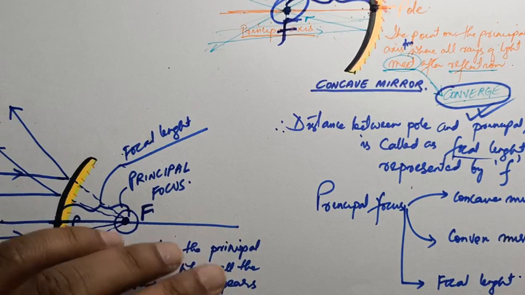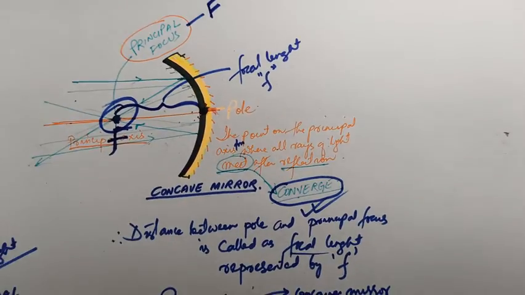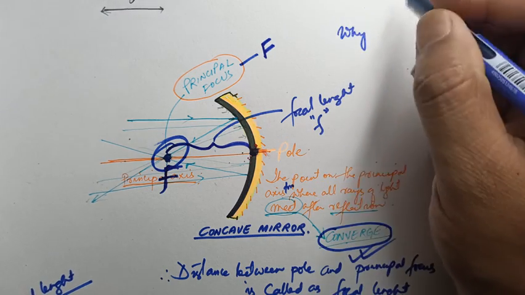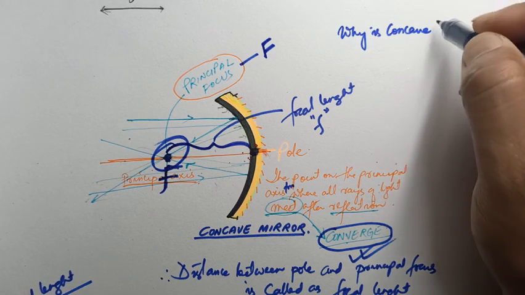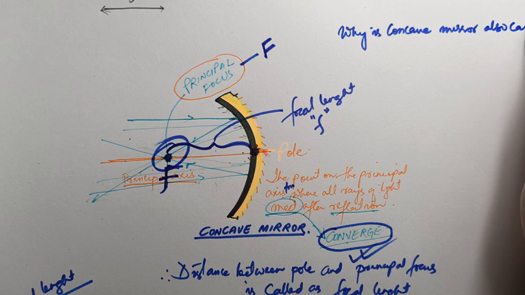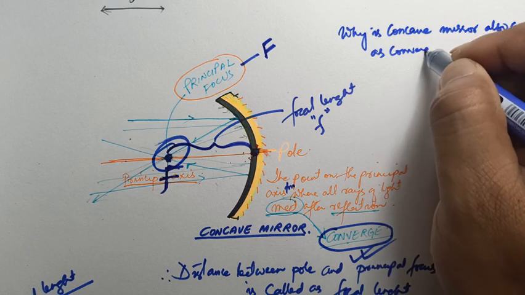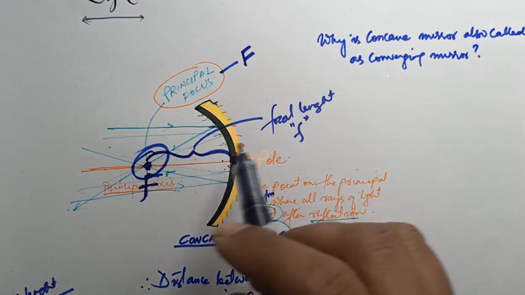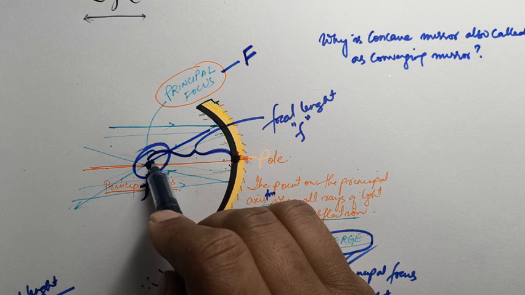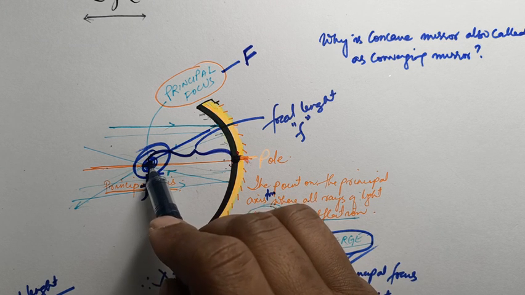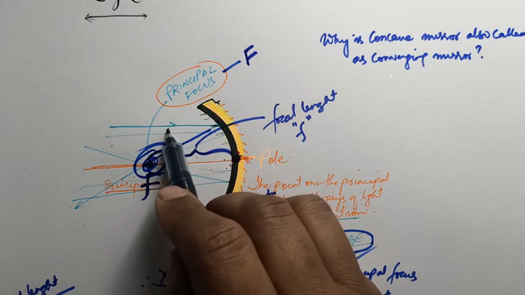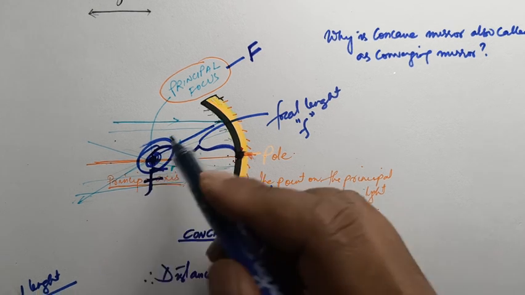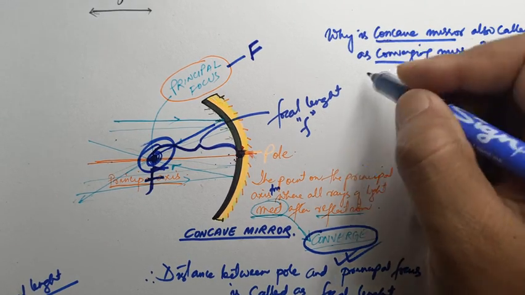Before we move on, another very important term that all of you should keep in mind: why is a concave mirror also called a converging mirror? The answer is here. All the rays of light after reflection meet, and I told you the word meet will be replaced by the word converge. Since all the rays of light after reflection meet or converge on the principal axis, a concave mirror is also called a converging mirror.